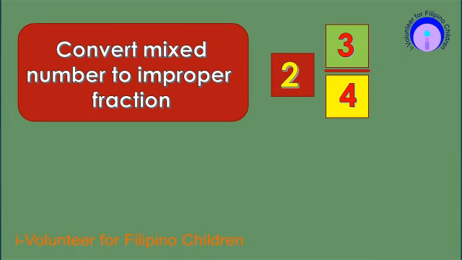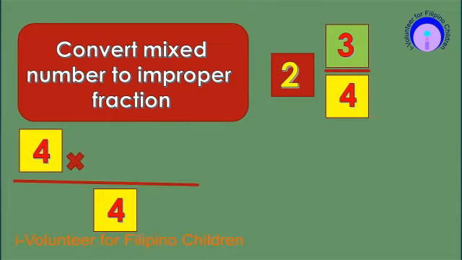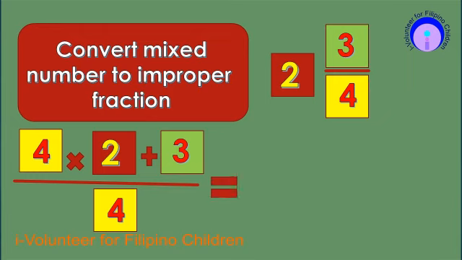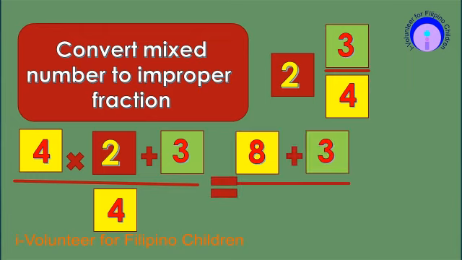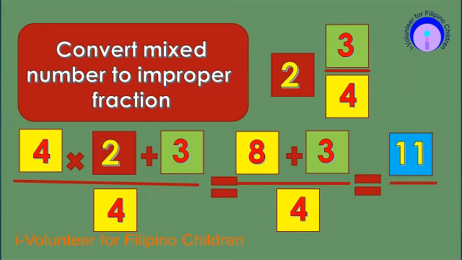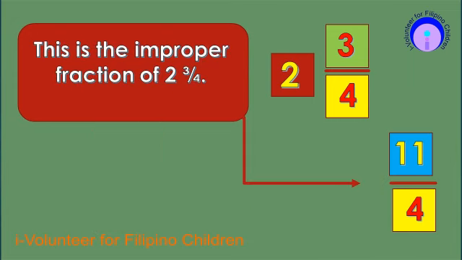Let's convert 2 and 3/4 into improper fraction. Write the denominator 4. Let's multiply denominator times the whole number plus the numerator 3. 4 times 2 is 8 plus 3. Let's copy the denominator. 8 plus 3 is 11 over 4. This is now the improper fraction of 2 and 3/4.